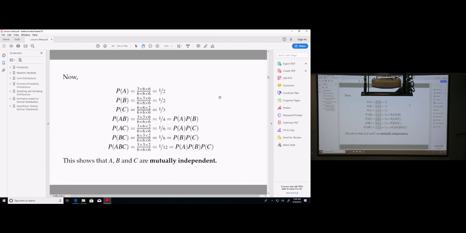So as a result, you can check. Now, this side, you have to work it out again. A intersect B. What is A intersect B?